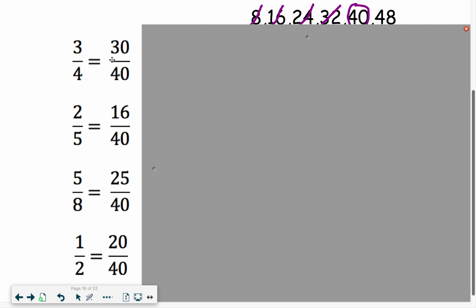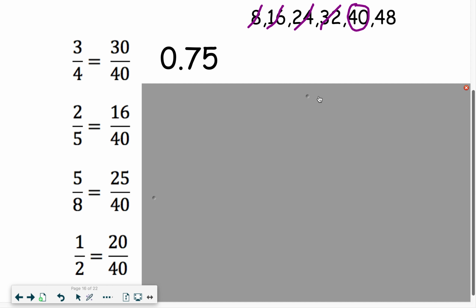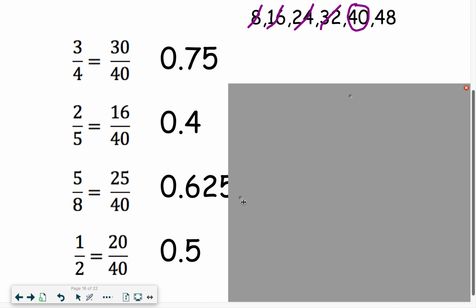You are allowed to use a calculator, and we now know that if we do our top number divided by our bottom number, we get our decimal. So if I take 3/4 and I do 3 divided by 4, you get 0.75. If you do 2 divided by 5, and 5 divided by 8, and 1 divided by 2, you get all of these decimals.